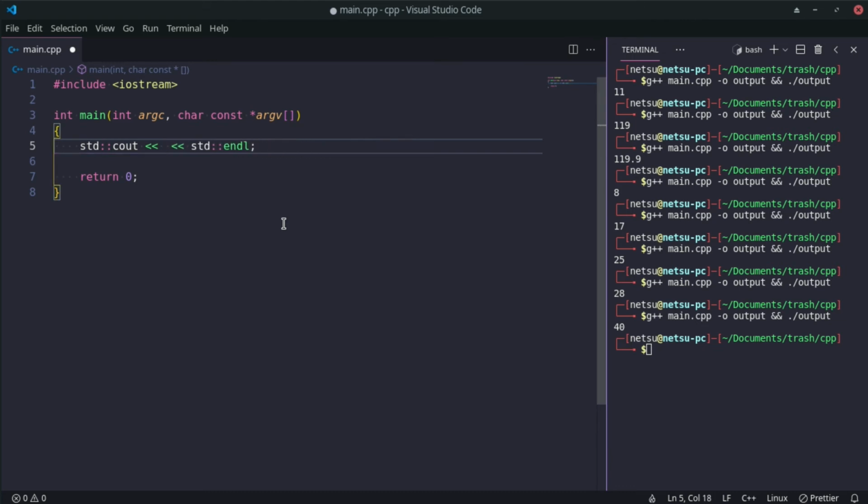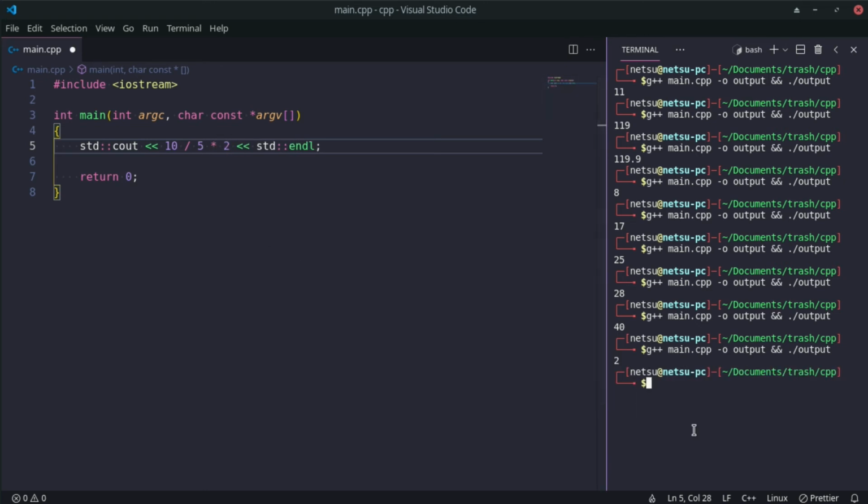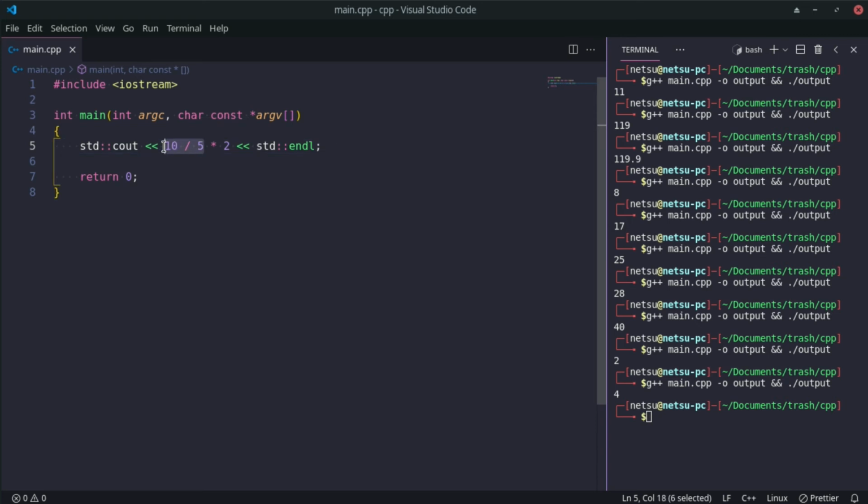Then we have division. So let's say 10 divided by 5. That should give us 2, as you can see there. And if we say times 2, then what do you think we're going to get? 4. That means that division was done first.